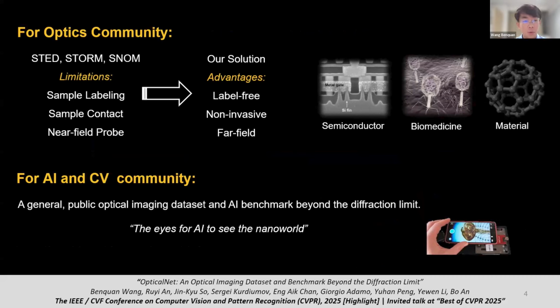So here, what we want to deliver is a fully new, label-free, non-invasive, far-field optical imaging technique for the scientific community. And for the CV community, this is the first general public optical imaging dataset and AI benchmark beyond the diffraction limit. And we really love one of the audience members at this year's CVPR conference. We gave a big talk, and he finally commented on this work by saying, it is the eyes for AI to see the nano world now. So let's go to the details about this work.